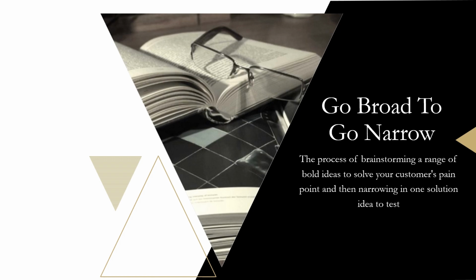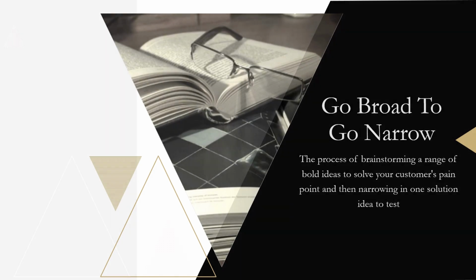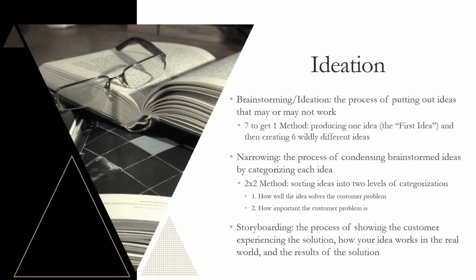The next step is go broad to go narrow, which is the process of brainstorming a range of bold ideas to solve your customer's pain points, and then narrowing in one solution to test. Ideation. Brainstorming and ideation is the process of putting out ideas that may or may not work. The most popular method is called the 7 to get 1 method, which is producing one idea, the first idea, and then creating 6 wildly different ideas.